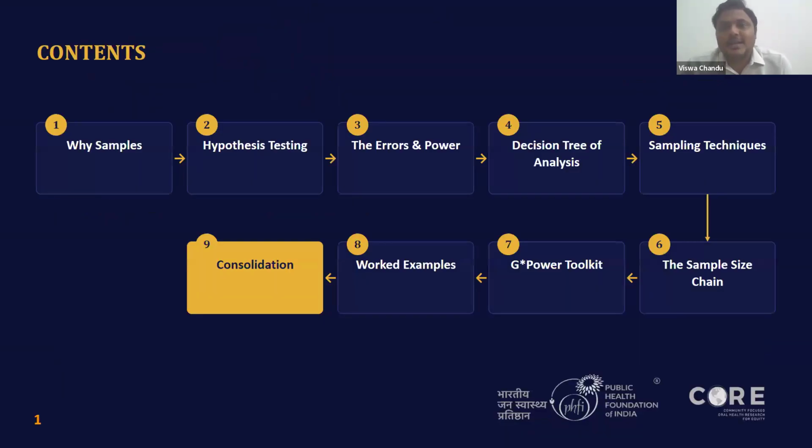So these are the contents. As you can see, I have prepared them in such a manner that there are different stories, but they are built in such a way that each story leads into the next. First we will see why samples are needed at all, why we do not work with populations, why we are working with samples. Then we will enter the ambit of hypothesis testing, where the concepts of errors and power come in. Then we will see the decision trees of statistical analysis, which is essential for you to calculate your sample size. And then we will briefly discuss various sampling techniques.